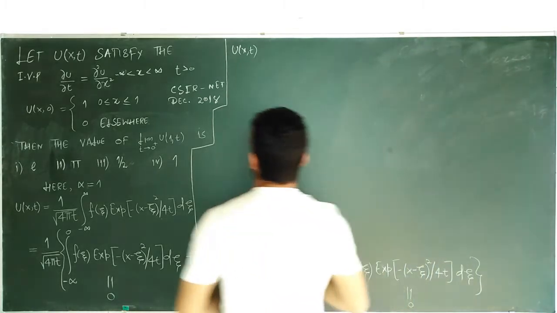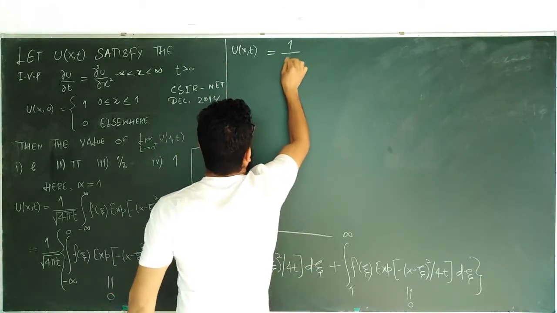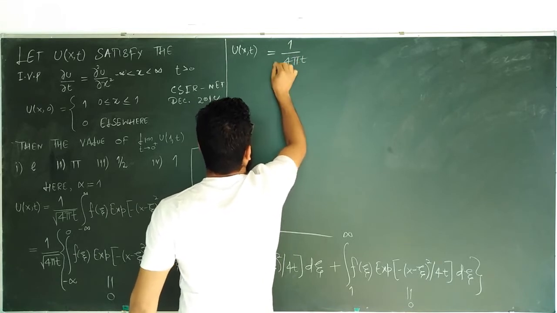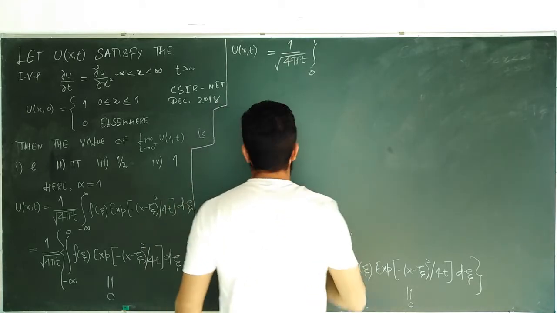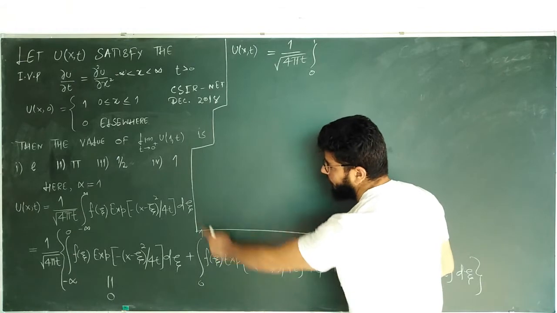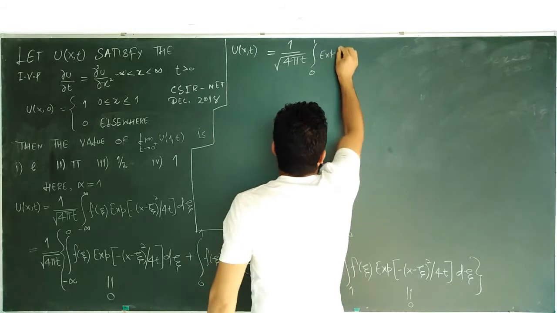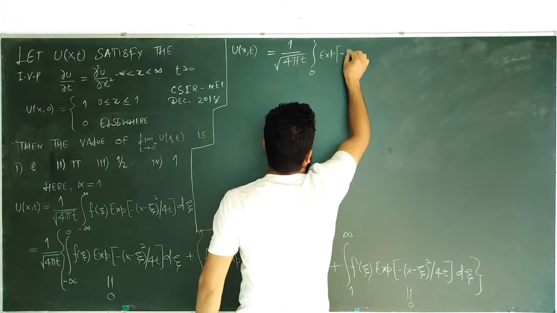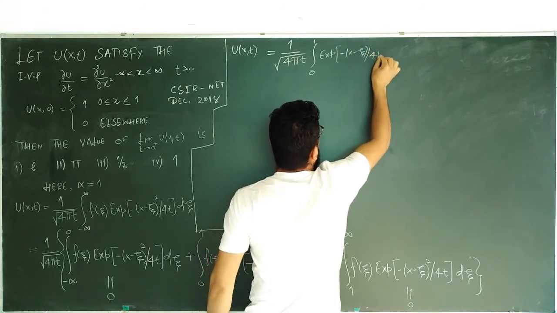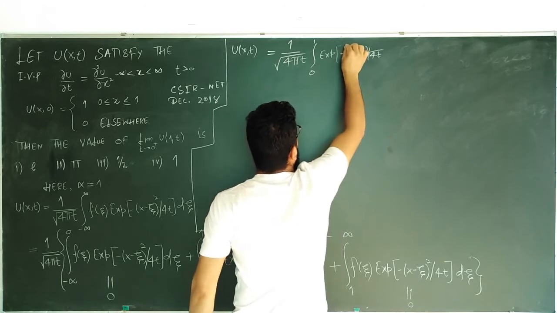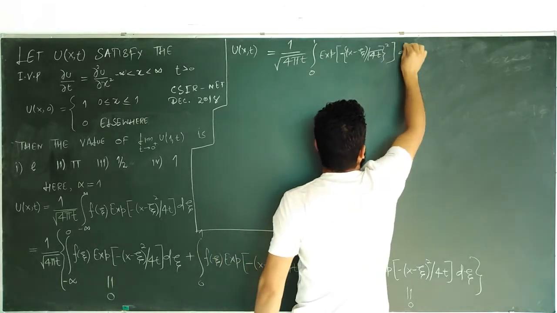Okay, so where u of x, t is now 1 by 4 pi t under root, and then you have the interval 0 to 1. Okay, now in this interval 0 to 1, f is 1, so it is exponential of, you can just look at this, minus (x minus psi) upon, I will write, 4t root, whole square, and then it is d psi.